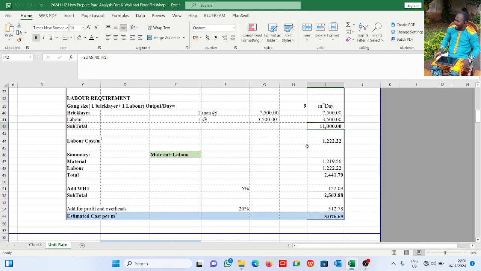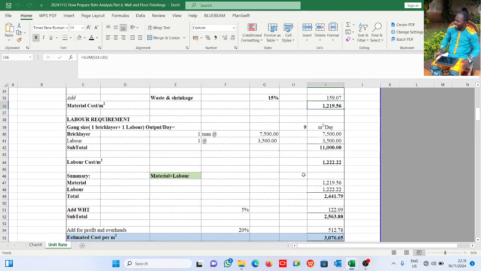Now the labor cost per square meter: they can do 9 square meter per day, so what about 1 square meter? This is what we have divided by 9. So we'll put everything together, the material and the labor, then we add profit and overhead, and we don't tax, as the case may be. So this is what we have. This is what we just calculated.